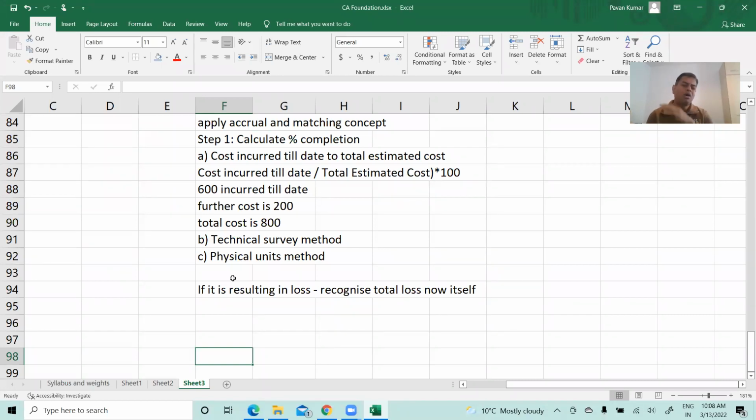And all ICAI problems will result in loss only. All the loss-making contractors only will come to ICAI books. There are so many profit-making contractors, they will never come to ICAI books. So only loss problems will be there in your books.